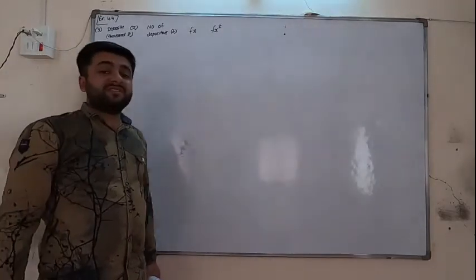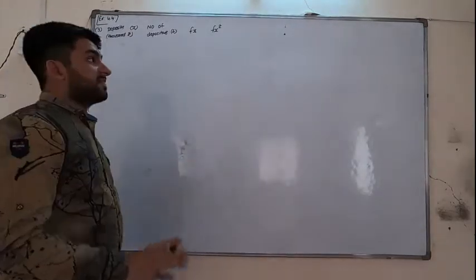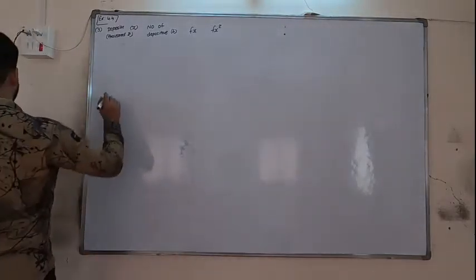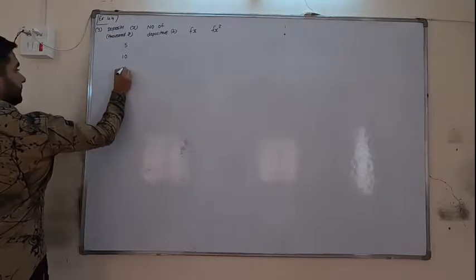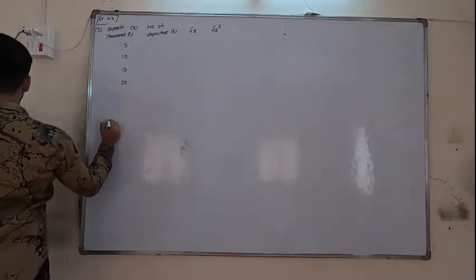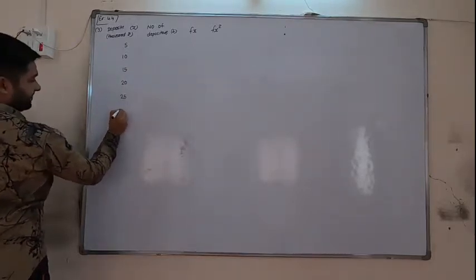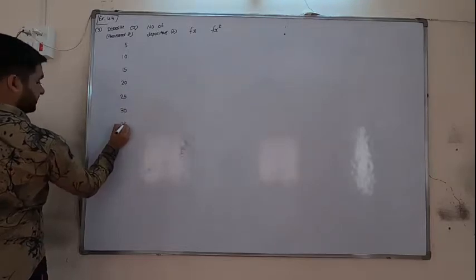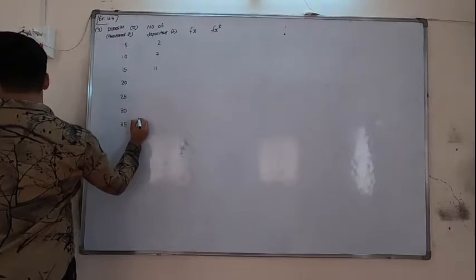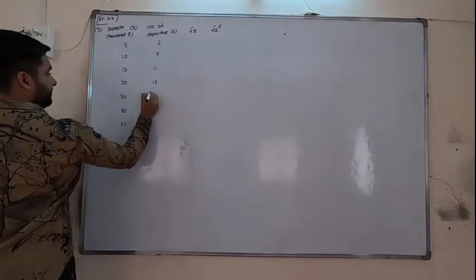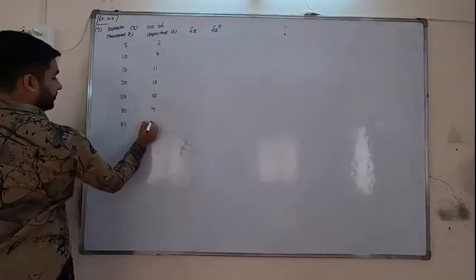If you are not using this method, then 3 extra columns are to be prepared. No one will prepare them. Okay? x: 5, 10, 15, 20, 25, 30. f: 2, 7, 11, 15, 10, 4, 1.